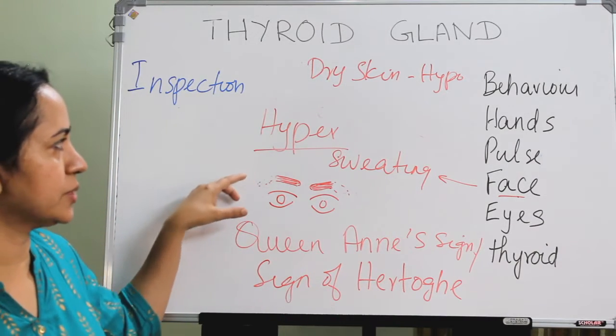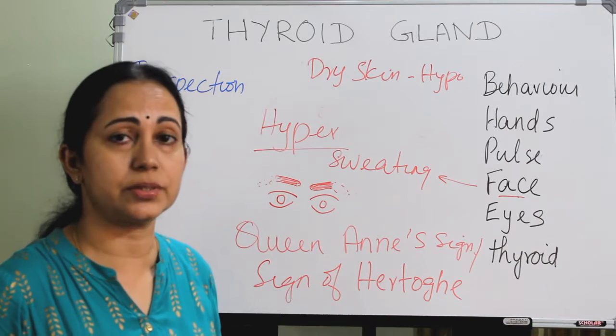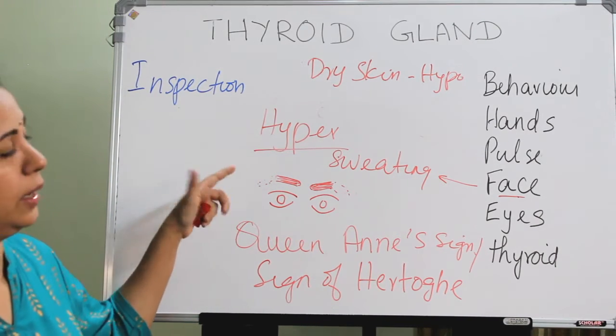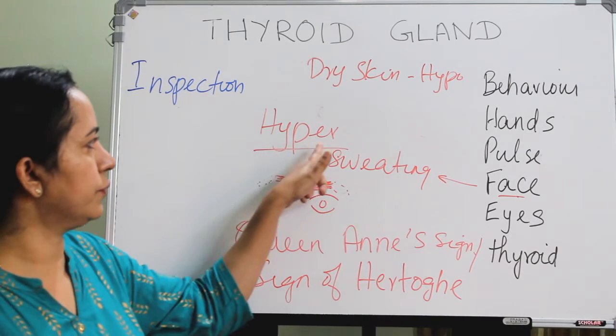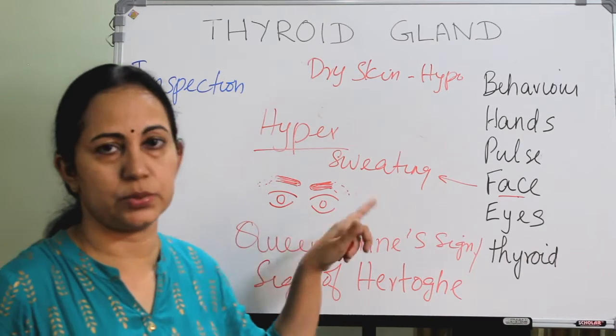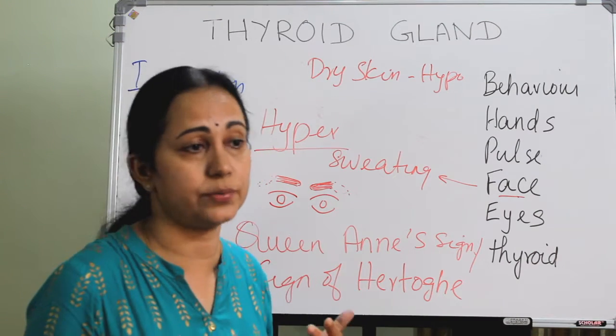So these are the two things you get in the face. Dry skin in case of hypothyroidism, and sweating and loss of outer 1/3 of the eyebrow in case of hyperthyroidism. And all these are eye signs. So the eye signs, there are so many named eye signs that you have to remember.